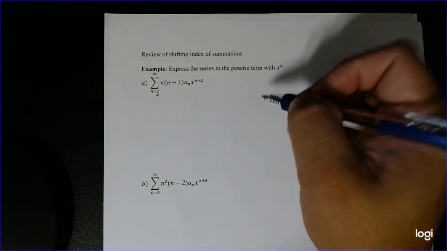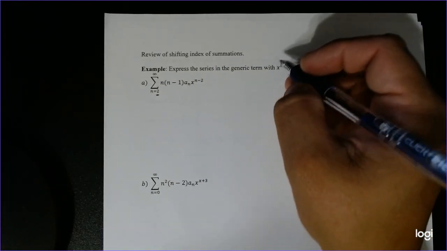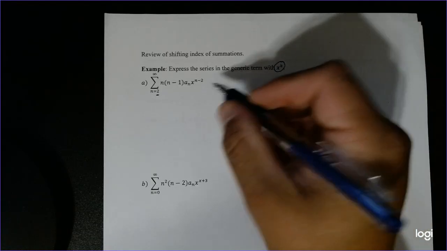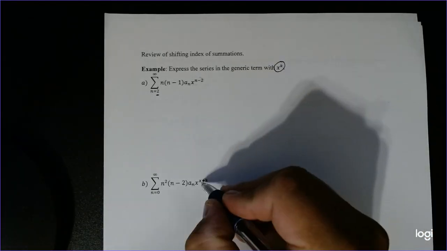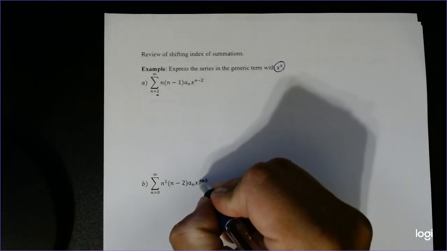Okay. So just again, a review of shifting indexes in some situations is, when it comes to these two now, I want to express the series using a generic x to the k, meaning there's no power here, just like an arbitrary k or n power itself. And same thing here, and this is supposed to be an n actually. We'll get there.